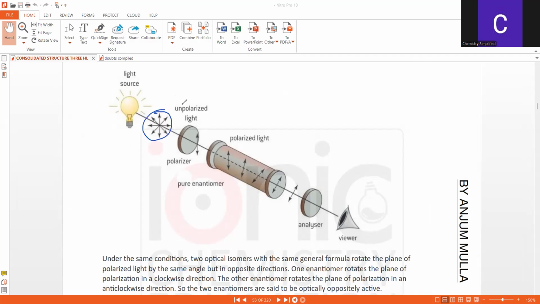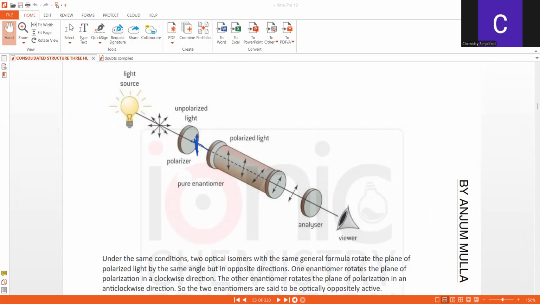So there are infinite possible planes in which the waves will oscillate. This is unpolarized light, like the normal light is unpolarized light. If you pass the light through a polarizer, it will cancel out all the other planes and keep only one plane. So then the wave will only oscillate in one plane. This is a polarized light. Polarized light will have only one plane in which the waves will oscillate.